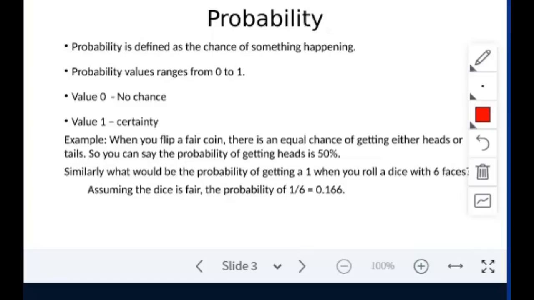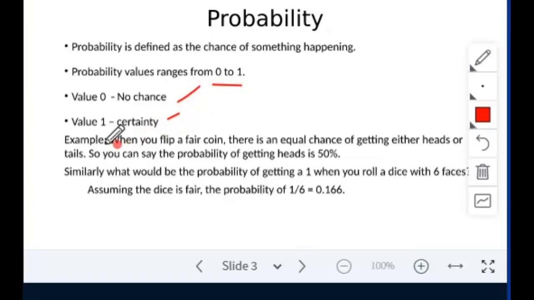Most probable event. When I say probability, I can define it as the chance of something happening. Its value varies from 0 to 1. The value 0 represents no chance, and the value 1 represents total certainty.